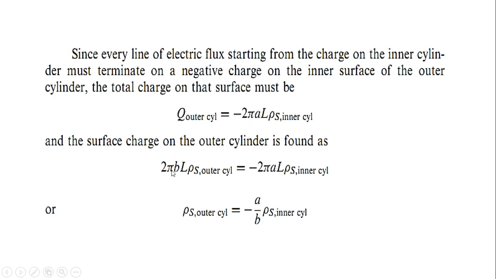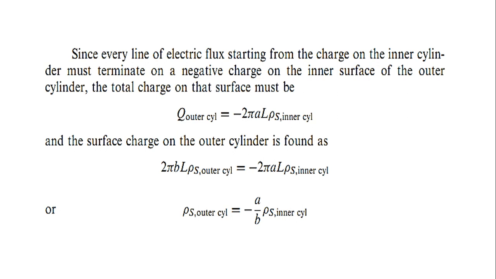So 2 pi b l rho s will be equal to minus 2 pi a l rho s, where this rho s is the surface charge density of the outer cylinder, and this rho s is the surface charge density of the inner cylinder. So if we equate the surface charge densities, from this equation we can write that the surface charge density of the outer cylinder will be equal to minus A divided by B times the surface charge density of the inner cylinder.